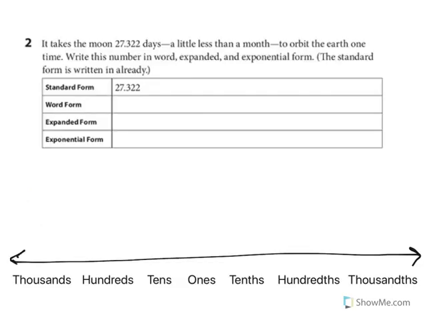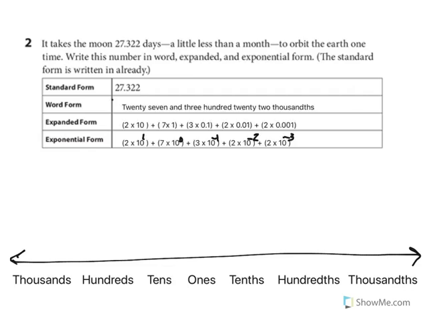Let's take a look at one more example. I'd like you to pause the video and write your own answers to this question down. Then when you come back, you'll be able to check your work against my answers. You see here that I have written all of my answers. In word form, I spelled it out, 27 and 322 thousandths, paying attention to the place value after my decimal and noting that TH. Okay, then in expanded form, I used each of the place values.